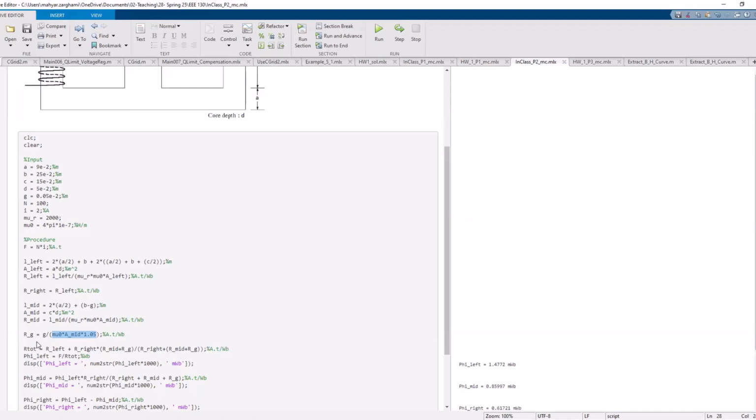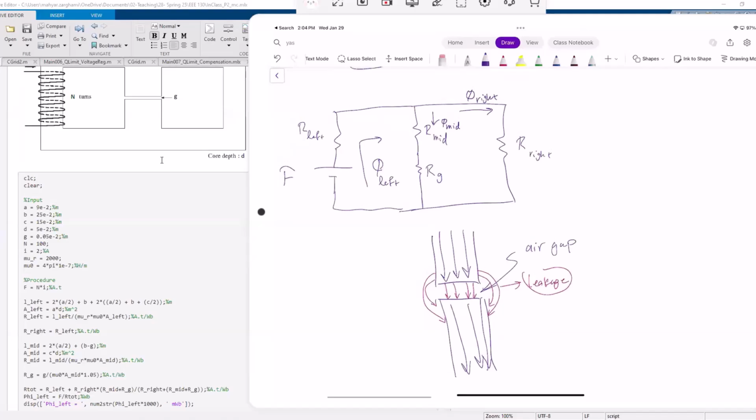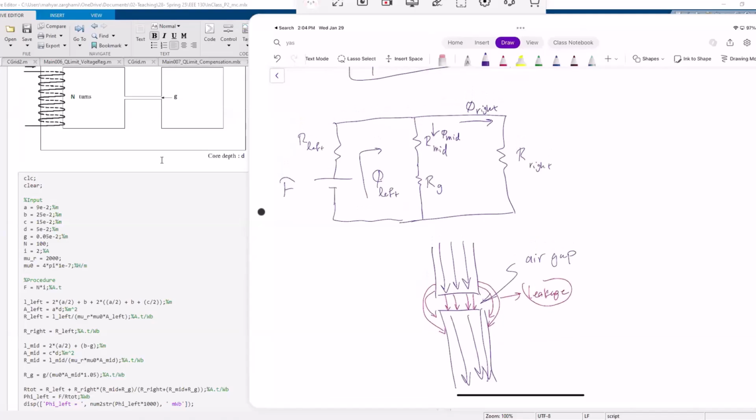All right, so let's go back to our magnetic circuit. Here, if you want to find out phi, then it's as if you put your R on the left-hand side, plus you have to have your R middle plus your R gap, and put it in parallel with R on the right-hand side, right? This becomes your R total.